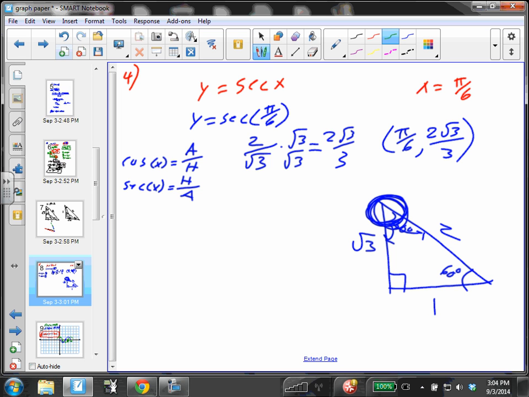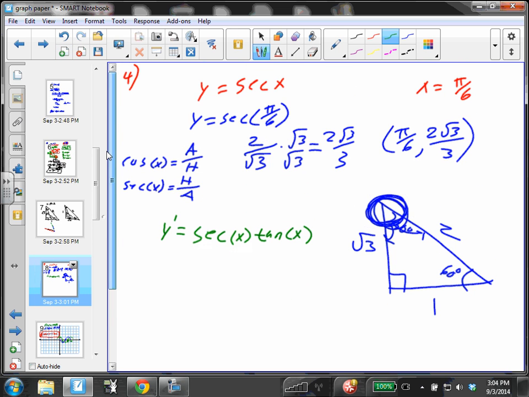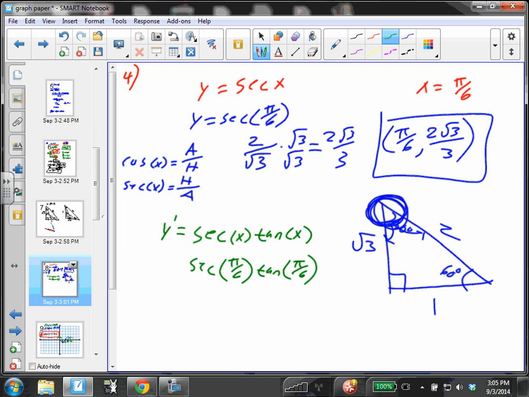Now, to get the slope, we need a derivative. So y prime. What's the derivative of secant? Okay, so secant x times tangent x. Good, secant tangent. Now we need to plug in so that we can find the slope at this particular point, right? We got our point. We want the slope at that point, so we're going to plug in for that x value, pi over 6, tangent of pi over 6.